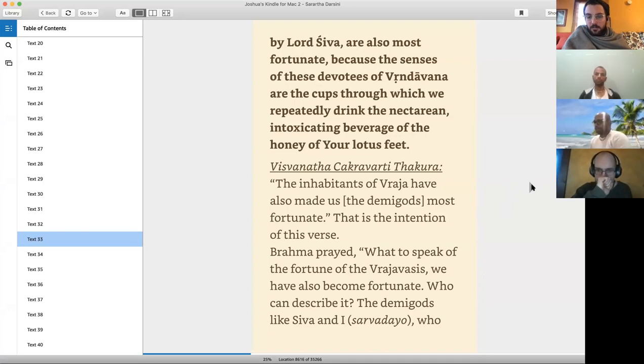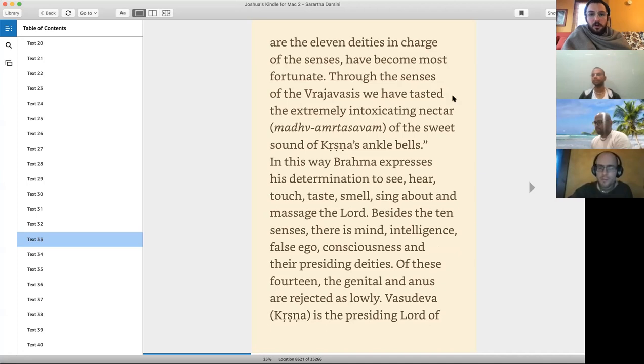Who can describe it? The demigods like Shiva and I, who are the 11 deities in charge of the senses, have become most fortunate. Through the senses of the Vrajavasis, we have tasted the extremely intoxicating nectar, madhv-amritasavam, of the sweet sound of Krishna's ankle bells. In this way, Brahma expresses his determination to see, hear, touch, taste, smell, sing about, and massage the Lord. Besides the 10 senses, there is mind, intelligence, false ego, consciousness, and their presiding deities.